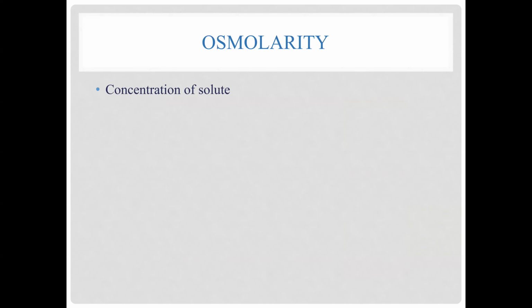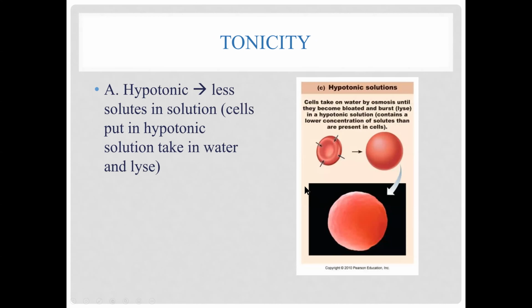Osmolarity is the concentration of solute. We have a specific osmolarity for our body tissues and for our blood, and you can measure blood osmolarity. Tonicity: we're going to talk about 3 solutions. Isotonic solution for the body is 0.9% sodium chloride. If you see an IV that says normal saline, that's what it is, 0.9% sodium chloride.